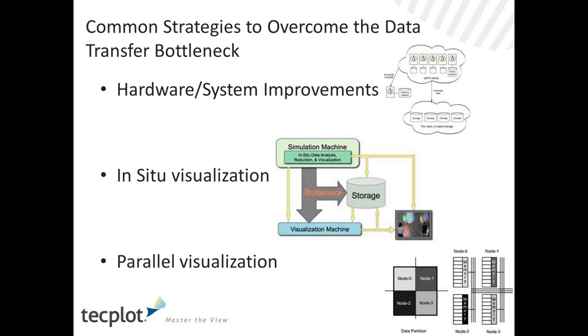Now, it might help with the reading a little bit because it partitions data off to nodes, and each node of the computer will be reading the file separately, and if it's in a parallel file system, it might be a little bit faster. But it's not really a good solution to the disk transfer bottleneck.